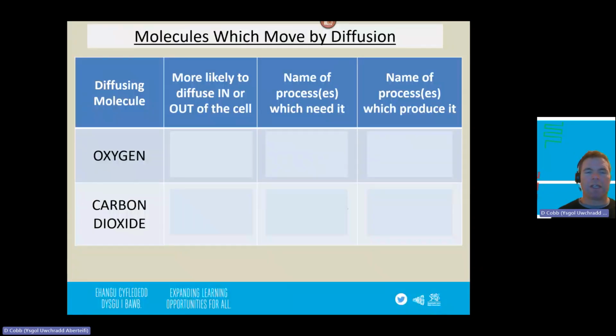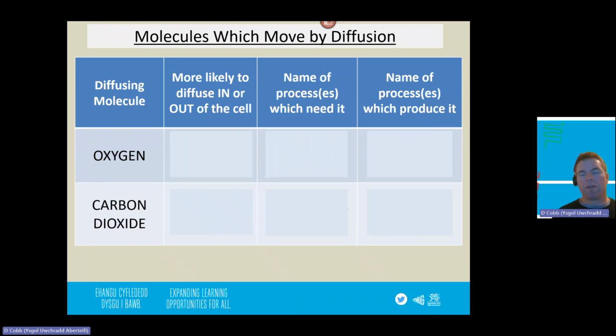Okay, diffusion. Here's a little task. I just mentioned key processes, respiration and photosynthesis. Based upon that, you can have another pause of the video and decide whether you should put in or out of the cell for oxygen, the name of the process which needs it, and the name of the process which produces it, and do the same for carbon dioxide.